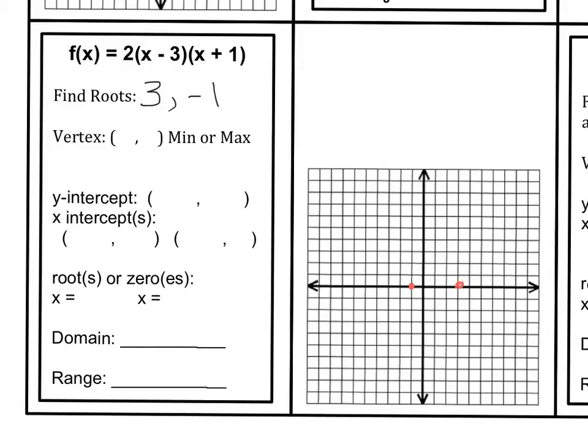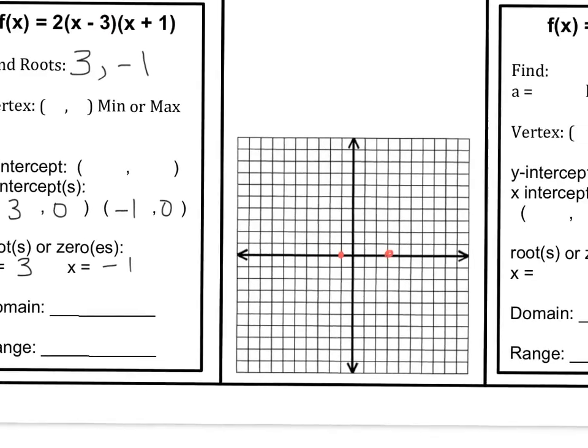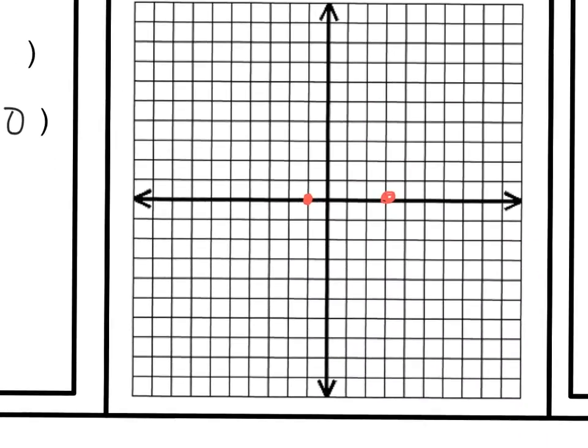These are my x-intercepts. So 3, 0, negative 1, 0. These are also my roots and zeros. So x equals 3 and x equals negative 1 are my roots. Now, how can I find the vertex if I have the roots? Now remember that the vertex is halfway between any 2 points. So if I have the 2 x-intercepts, I know that the vertex is going to be somewhere over here. So I can find the x of the vertex.